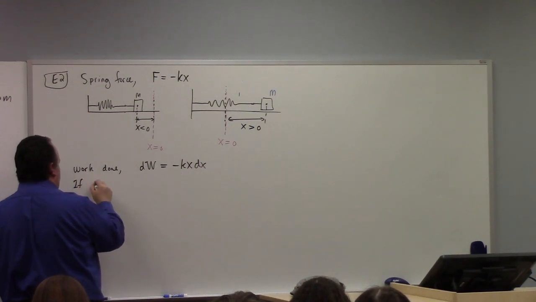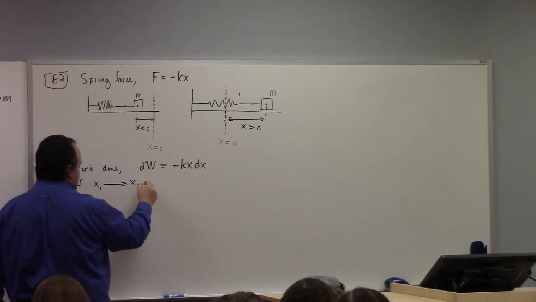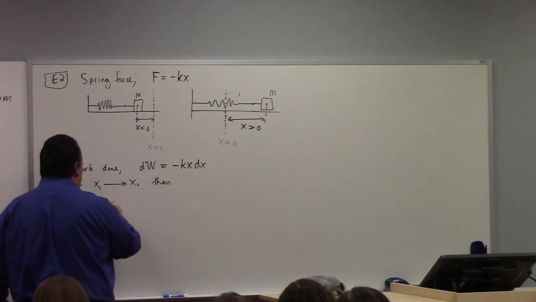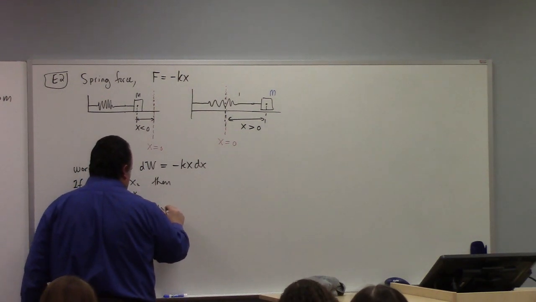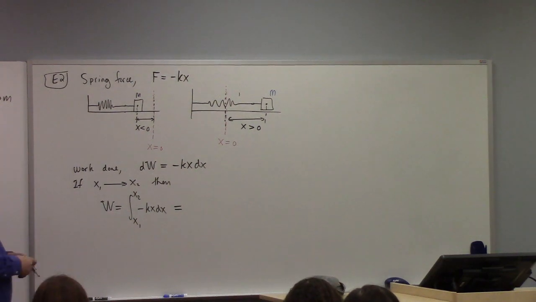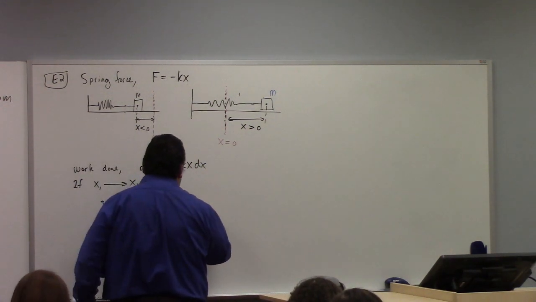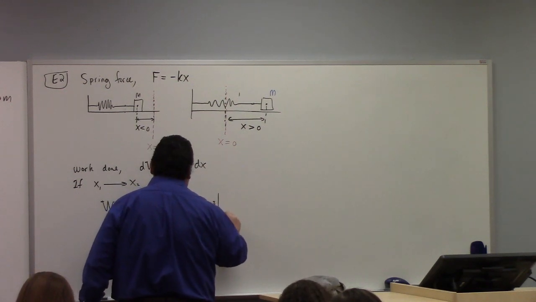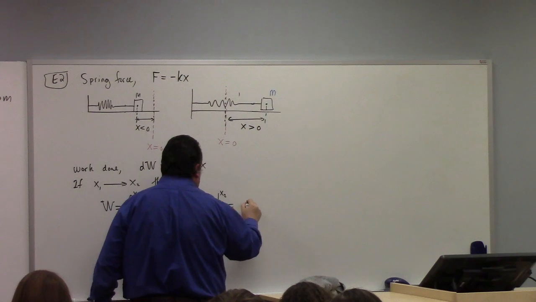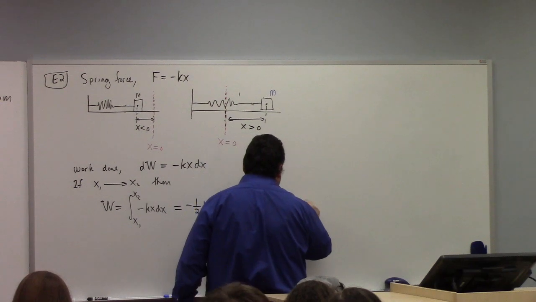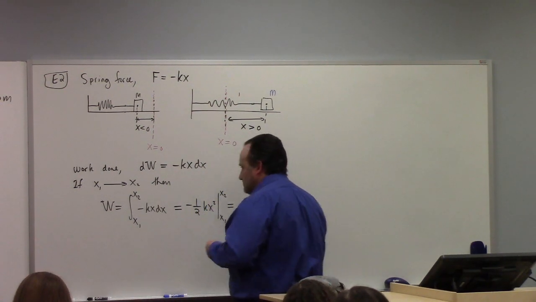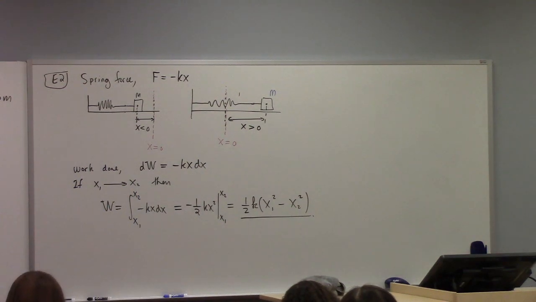So if we're going from x1 to x2, right, then we can find the work done in that situation by integrating from x1 to x2 of minus kx dx. And that will give me the work done by the spring force under such a displacement. All right? So what's that give me? Minus 1/2 kx squared. Fundamental theorem of calculus. So I get 1/2 k times x1 squared minus x2 squared. All right? That's the work done by a spring under this motion.